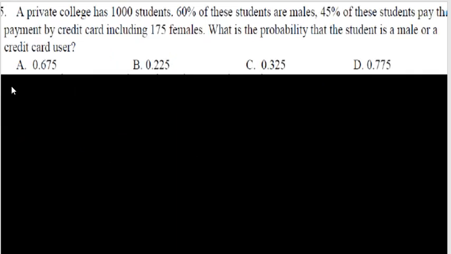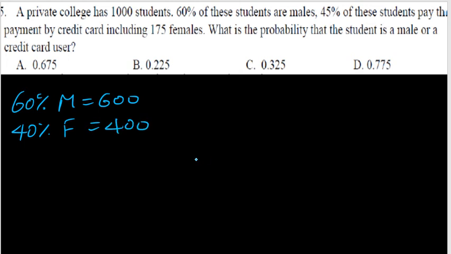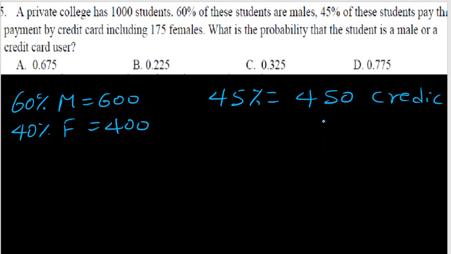A private college has 1000 students. 60% of the students are males, and 45% of these students pay the payment by credit card, including 175 females. Okay, 60% males, which is the same as 600. Obviously 40% will be female, which will be 400, and 45% of the students pay by credit card. 45% is the same as 450. These are credit card users, but out of this 450, 175 are females who paid with credit card.